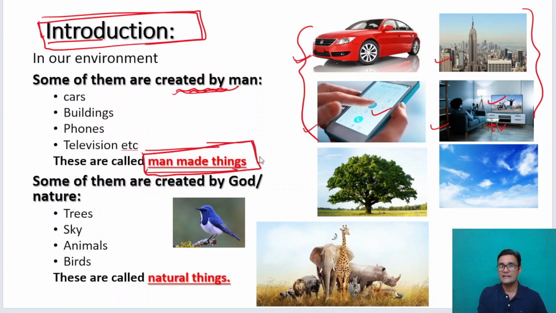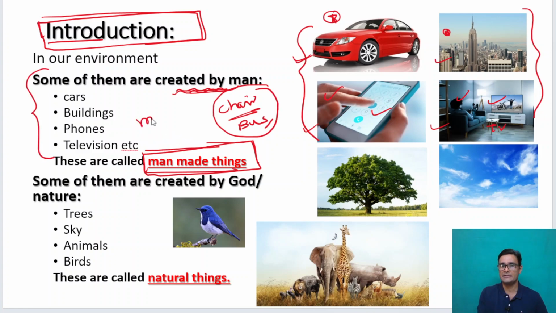All these things that we see around us, let it be a car, building, phone, television, even a chair, a bus, you can easily say that these are made by man, so they are called man-made things.